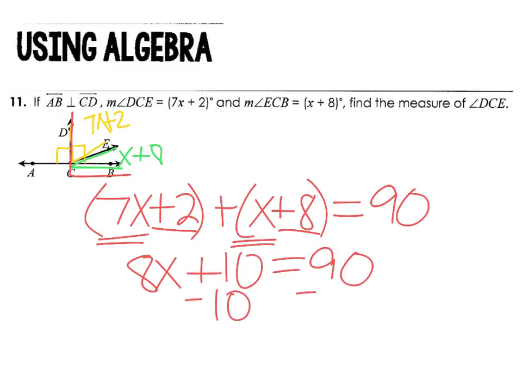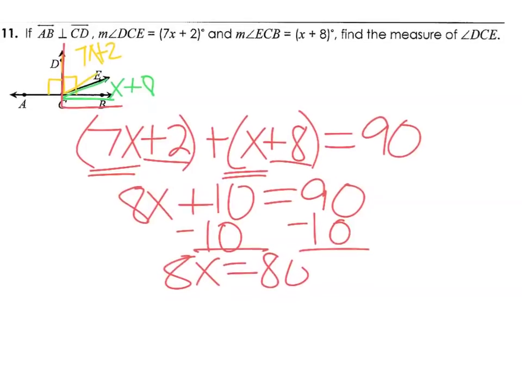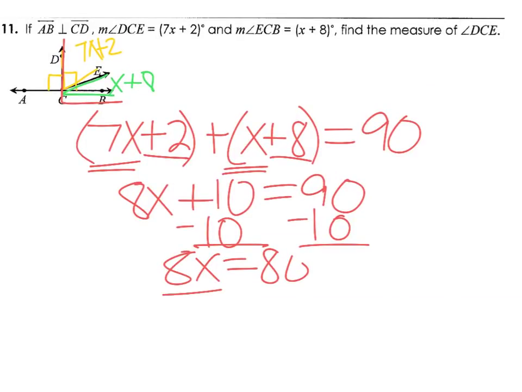Subtract 10. 8x equals 80. Alright, then if we divide by 8, x equals 10. Alright, so we solved for x.